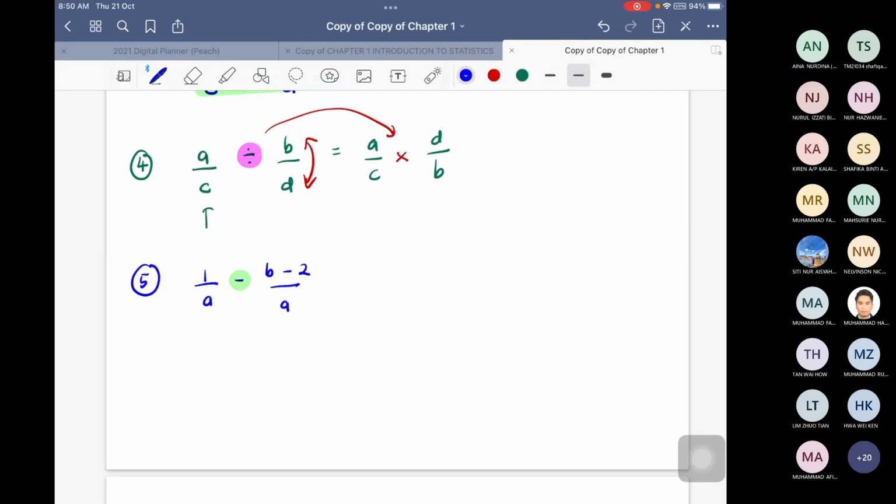So, what happened here is that, I ada dua pecahan, satu per A, tolak B, tolak B tolak dua per A. Okay, first of all, we have to notice ni adalah operasi tolak. So, tak ada masalah sebab dia punya denominator adalah sama. So, dua-dua pun denominator adalah A. So straight away kita boleh buat operation. Okay, tetapi kenapa I nak highlight benda ni?